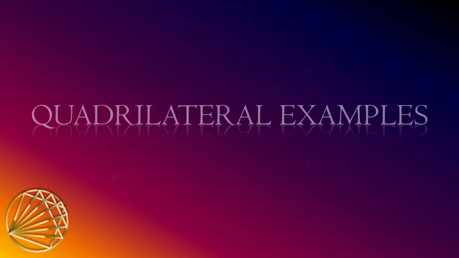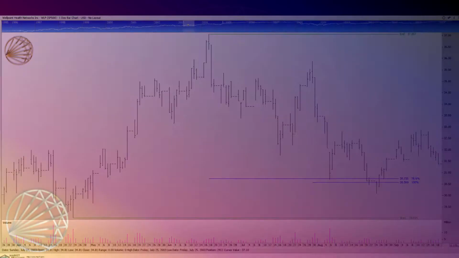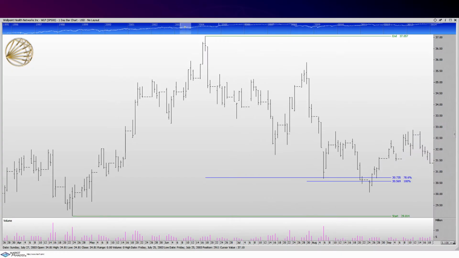All right, so let's look at a number of different quadrilateral examples. Here is a bullish pattern, impulse, correction. And we've already applied our vertical market geometry tools here. There's our 100% line. That's what we're going to be focusing on here, comparing that line with the quadrilateral. Now let's apply the quad to the screen.